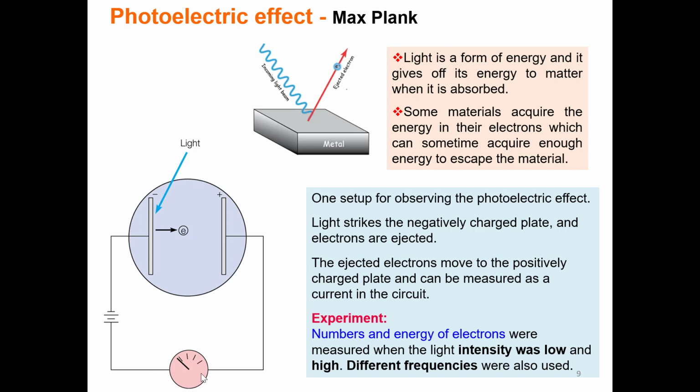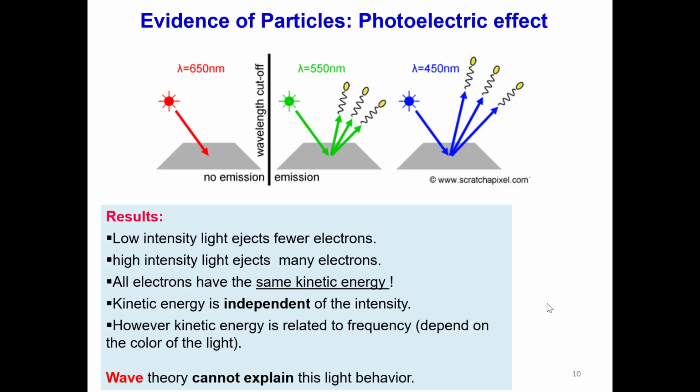In this experiment, the number and energy of the electrons were measured when the light intensity was low, when the light intensity was high, and also different frequencies were used when they conducted the experiment. Let's see what results were obtained by Max Planck when he conducted the photoelectric effect experiment.